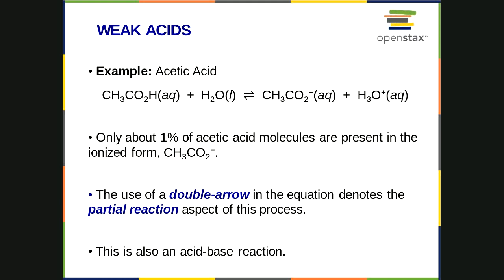Okay. So here's an example of a weak acid, acetic acid. This is vinegar. So with vinegar, you notice in this equation, we have this double-sided arrow. When you see a double-sided arrow, that means a reaction can go both ways. It's a back and forth reaction. So in this case, only about 1% of the acetic acid molecules are present in that ionized form. But most of it is on the product side. I'm sorry, most of it is on the reactant side.